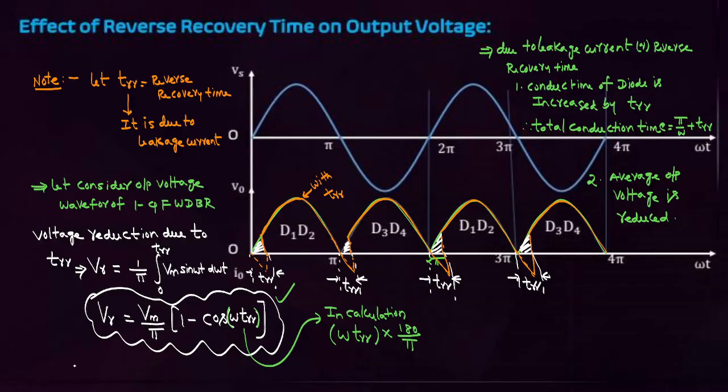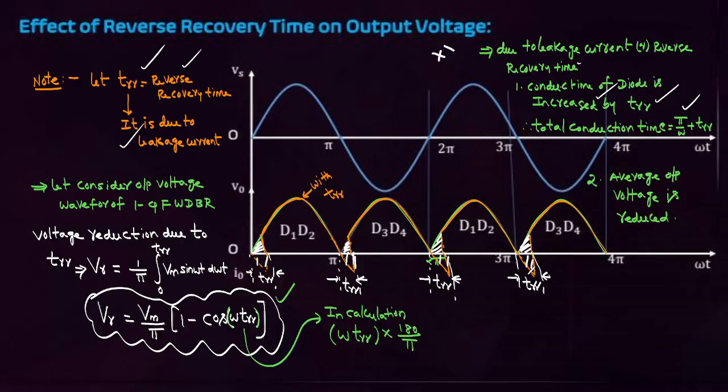Next, in rectifiers, consider the leakage current effect, that is, reverse recovery time due to leakage current. In the diode explanation that I gave, what is the reverse recovery? Due to leakage current, we get reverse recovery. Due to reverse recovery time, we get the negative spike. If you don't consider reverse recovery time, we have already seen the waveform. By considering the reverse recovery time or leakage current effect on the diodes, these are the waveforms. Because of these negative spikes, the average output voltage changes. Due to leakage current or reverse recovery time, the conduction time of the diode increases by TRR and the total conduction time is pi by omega plus TRR.